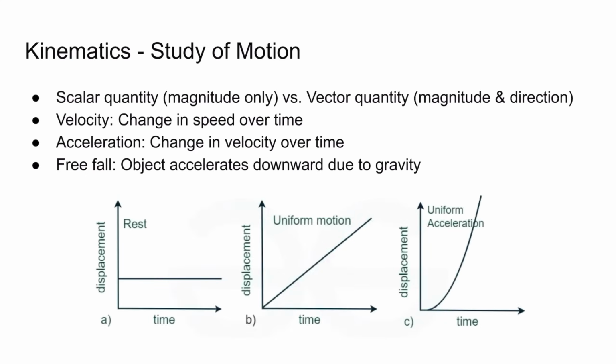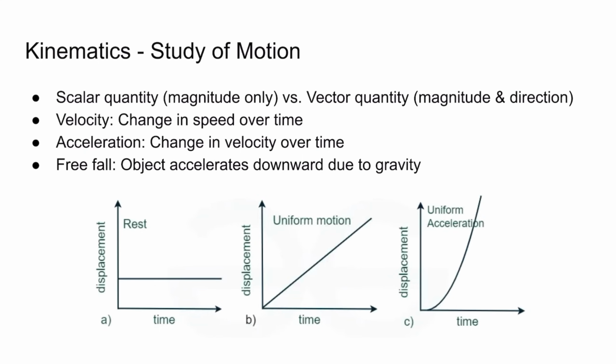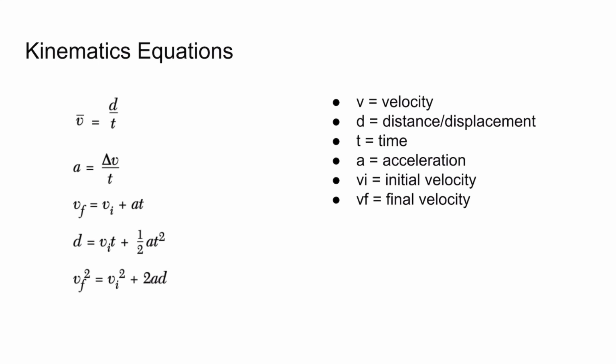So to lay the basics, you need to know kinematics. So you have to remember that a scalar quantity only counts magnitude, while a vector quantity counts both magnitude and direction. You guys should know velocity and acceleration, and remember that when an object is in free fall, that just means it's accelerating downward due to gravity. Also, these are the graphs that you should know at the bottom. So it's displacement, velocity, and acceleration all over time. And these are the equations that you need to know. They're on the reference table if you need them.